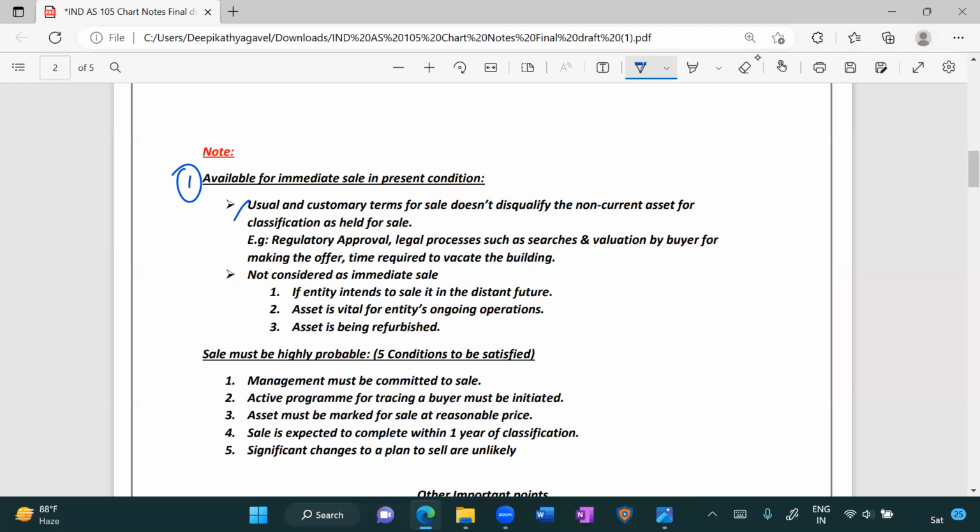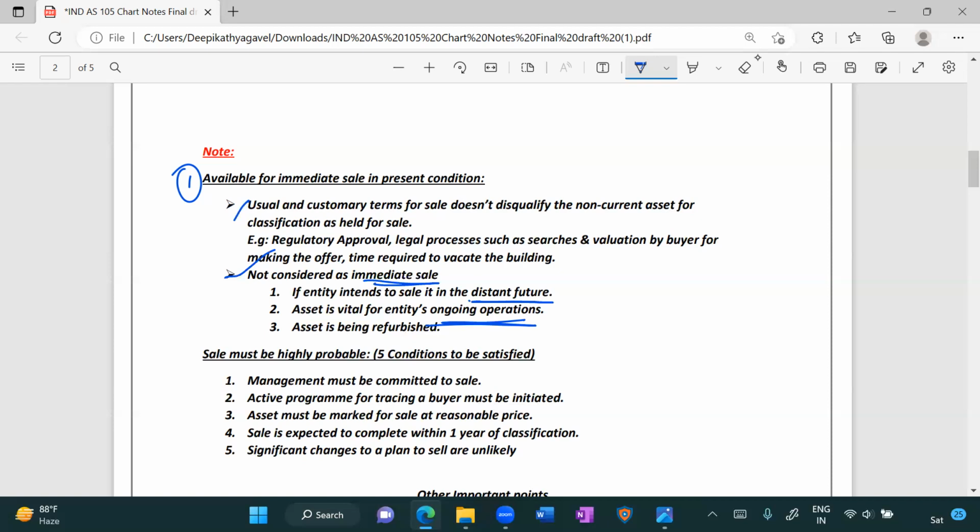The second condition says the asset is not considered as held for immediate sale in the following cases. If the entity is intending to sell it, but not in the near future, only in a distant future, not in the immediate future, then you will not classify this as non-current assets held for sale. Also, if the asset is vital for the entity's ongoing operation.